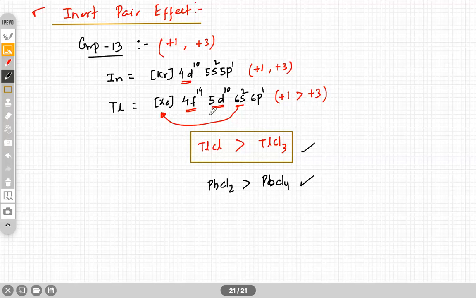So with this weak shielding effect, we have discussed 2-3 points here. One is the contraction in size. We have also discussed this inert pair effect, right? Z effective also we have seen, why it increases. Is it clear? Understood this?